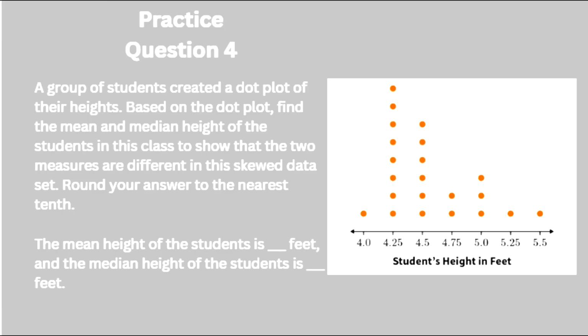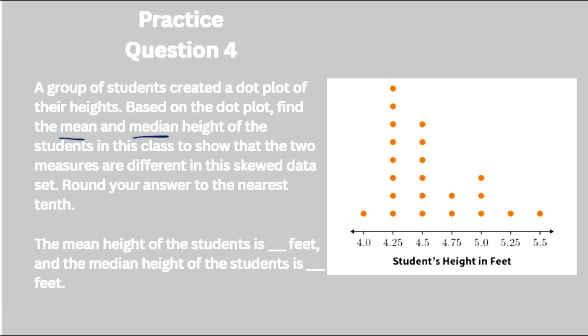Okay, practice question number 4. A group of students created a dot plot of their heights. Based on the dot plot, find the mean and median height of the students in the class to show that the two measures are different in this skewed data set. Round your answers to the nearest tenth. Okay, so let's start with the mean. They want the mean first.